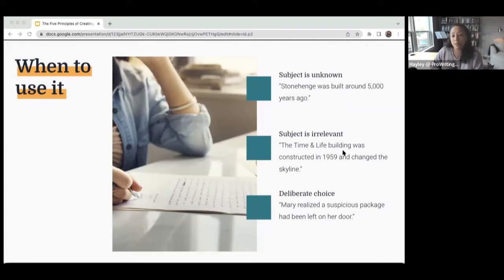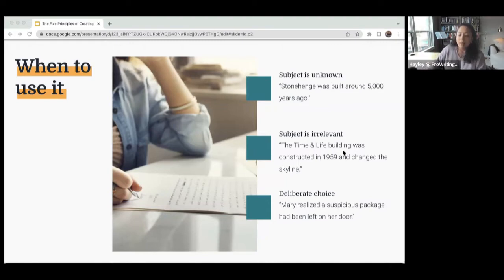You may also choose to use passive voice deliberately if you want to create suspicion or create a reason for your readers to ask, oh, who? So in this particular example, Mary realized a suspicious package had been left on her door. Mary doesn't know who left the package, and the package is suspicious in this instance, so we probably want to create that suspense. So as a writer here, you're making a deliberate choice to not focus on the subject, who had left the package, because again, you're trying to create that suspicion, that question in the reader's mind.